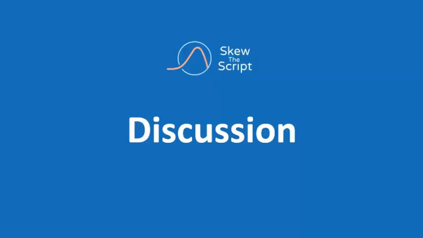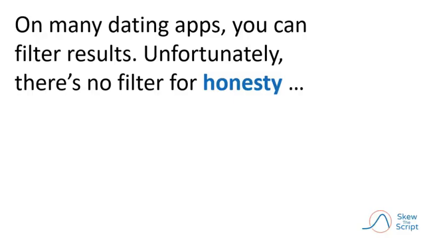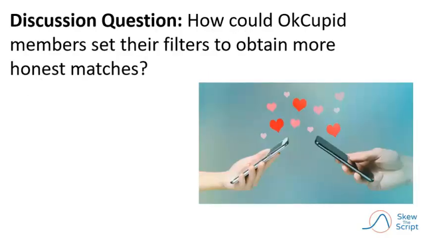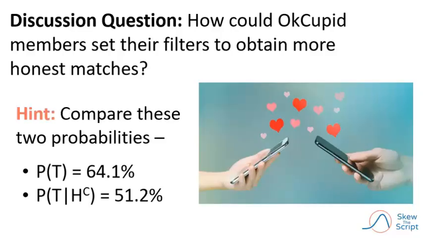So that brings us to our discussion for today. On many dating apps, you can filter results. Unfortunately, there's no filter for honesty. But what if there was? And that is our discussion question. How could OkCupid members set their filters to obtain more honest matches? And here's a hint to get you started. Compare these two probabilities that we calculated earlier. So take a moment to jot down your initial thoughts to this question, and we'll discuss it further in class.